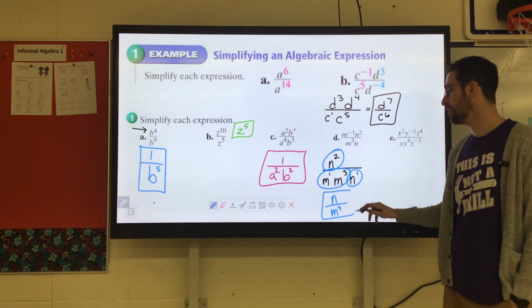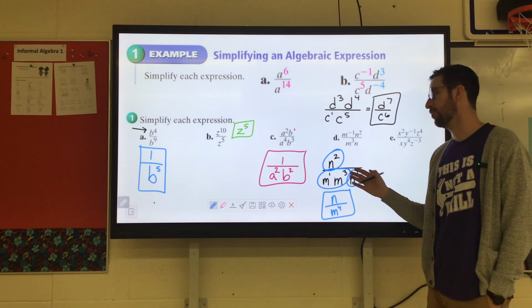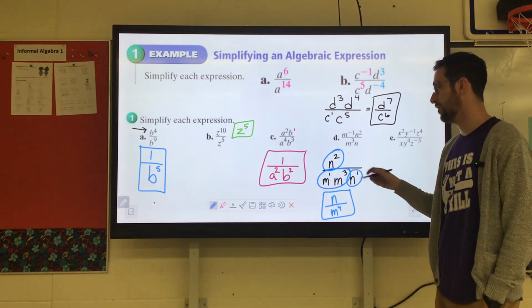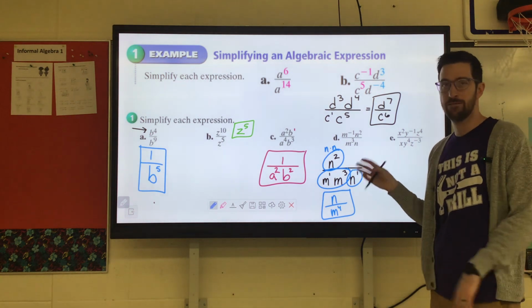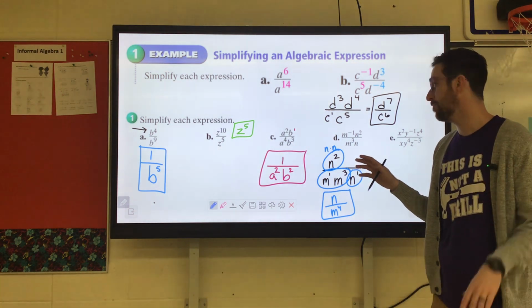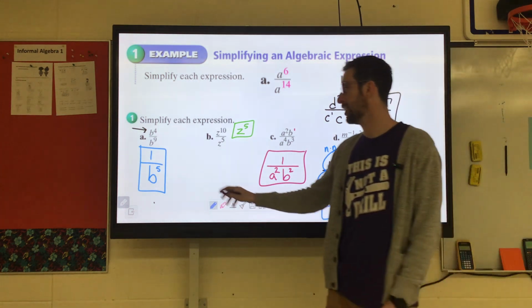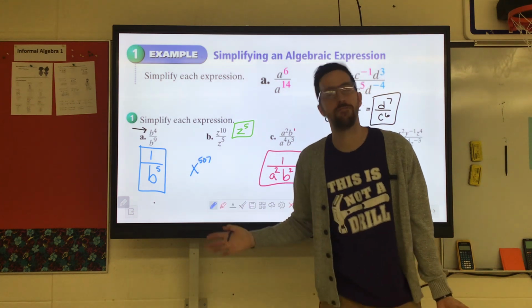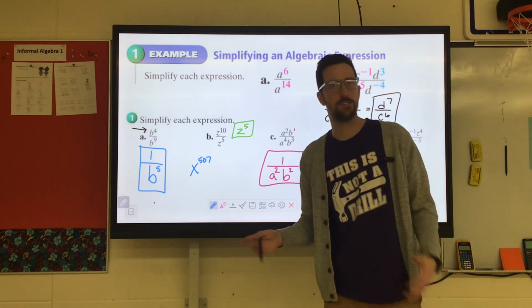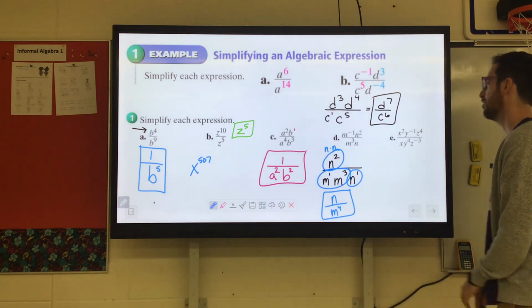Now you always have the backup option of writing these in a stretched out version. You could write n squared as n times n, and then you could cancel out an n for an n. That'll work every time, but that is kind of a pain. If you had like x to the 507th, you don't want to write out 507 x's, you know what I mean? So that's where the property is nice for you.